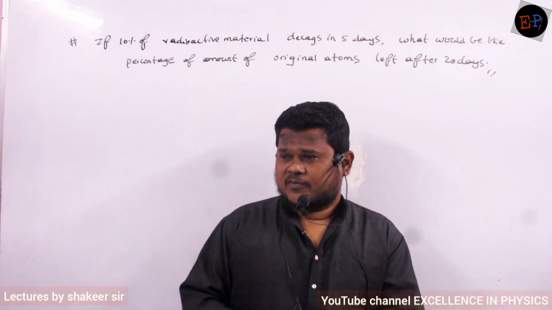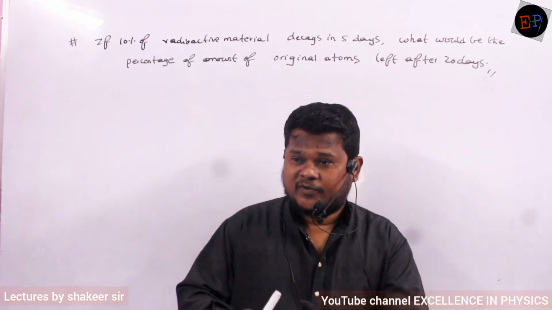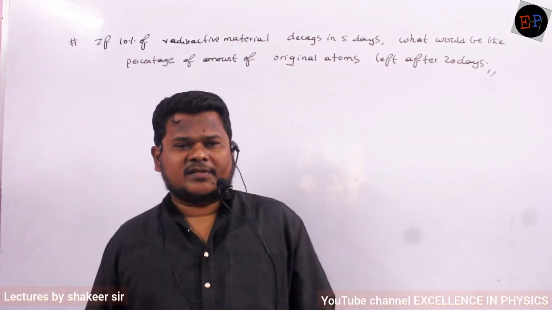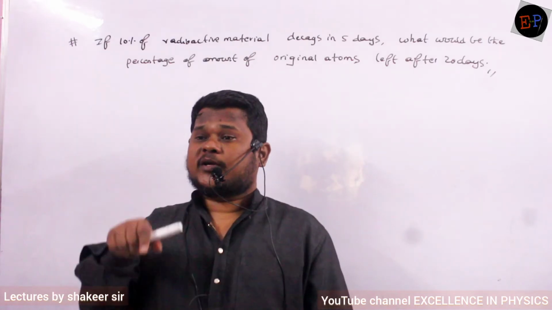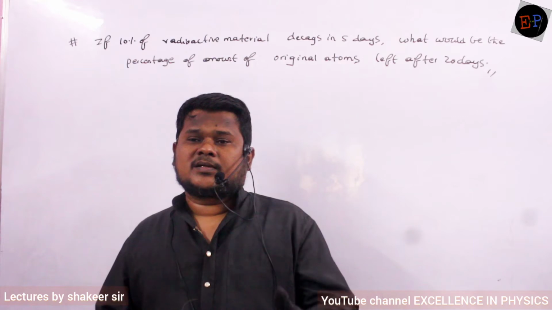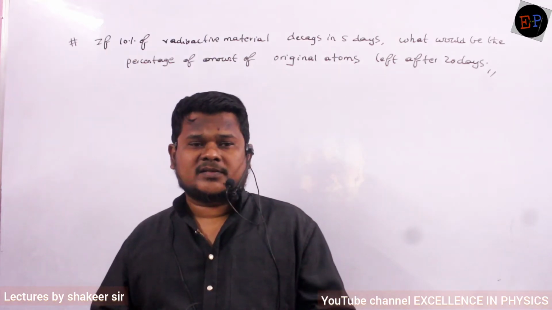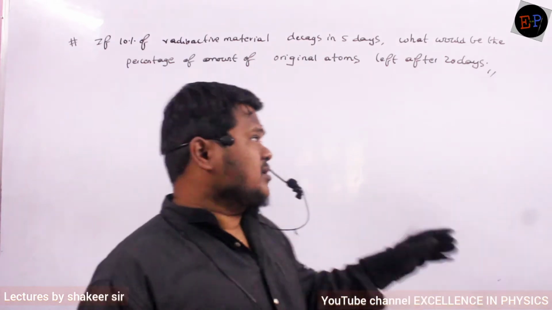But after the first half-life, 1 by 2 of the atoms, n naught by 2, will be there. That is, 50% of the atoms have disintegrated. After the second half-life, n naught by 2 again by 2, n naught by 4. It means 25% are remaining, 75% have disintegrated just after 2 half-lives. Same procedure you can apply here also.